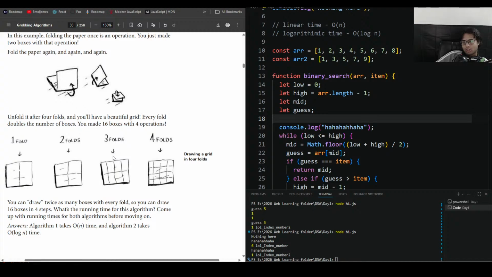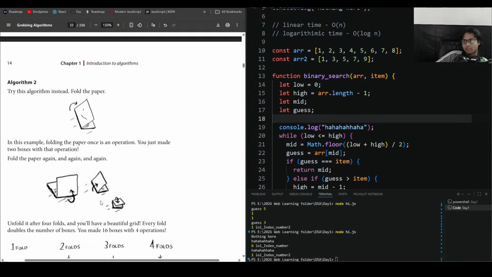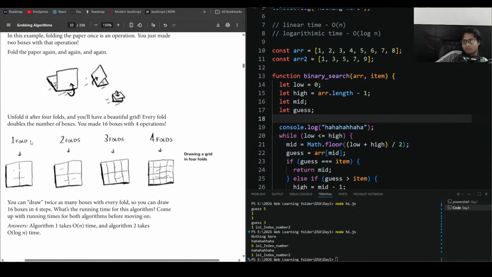That's log n. You can draw twice as many boxes with every fold. So you can draw 16 boxes in 4 steps. What's the running time of this algorithm? Come up with running times for both algorithms before moving on.